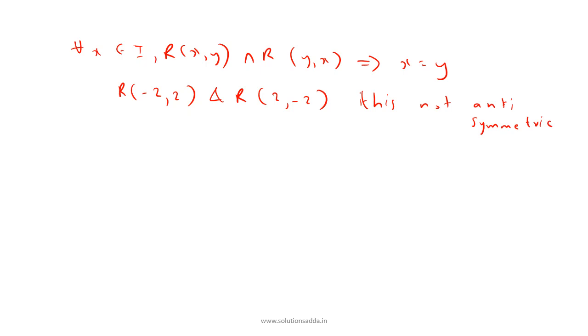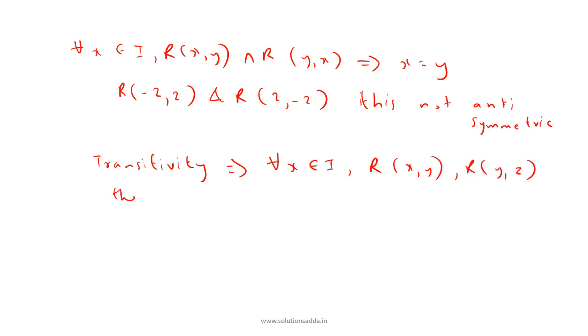Not antisymmetric. Let's see the transitivity property. For transitivity, we can say that for all x belonging to I, if r of x comma y and r of y comma z, then r of x comma z should occur. This is true for the above relation.